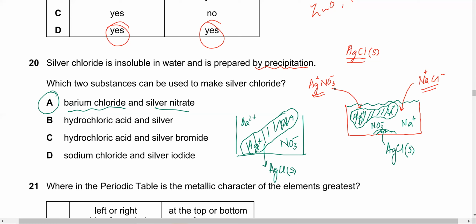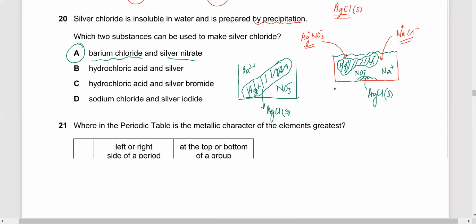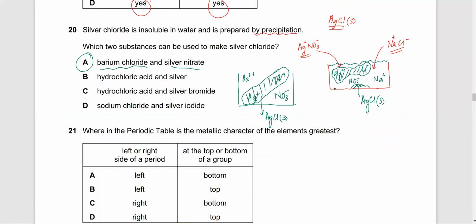और वो जो barium और nitrate ions होंगे, even if they combine, they remain part of the solution. Is this clear? Ahmed, clear है? Yes, sir.